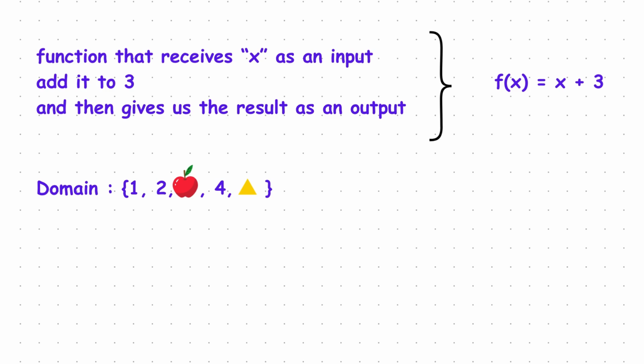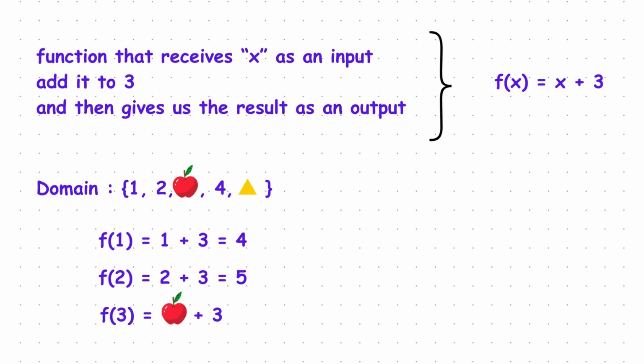In order to see how this function works, we just need to put each of these elements in our domain instead of the input x in our function and see what will be the result. That's it. Therefore, first we will put 1. f of 1 would be 1 plus 3. So instead of x, I'm going to put 1, which will give me 4 as a result. Or if I want to use 2, it will be f of 2 equals 2 plus 3, which is 5. If it's an apple, I can put f of 3 is apple plus 3, and so on.